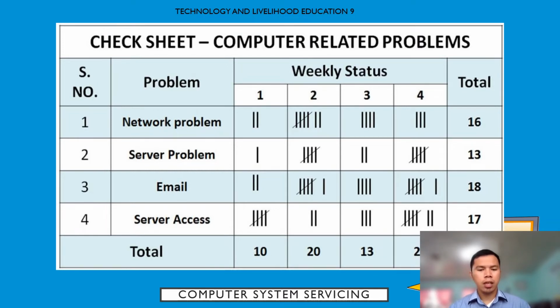Next is the server access. Third is the network problem. And last is the server problem. Therefore, we can conclude that we have to prioritize the largest one, which contributes the greatest number of defects, which is email. So that is how a check sheet is used.